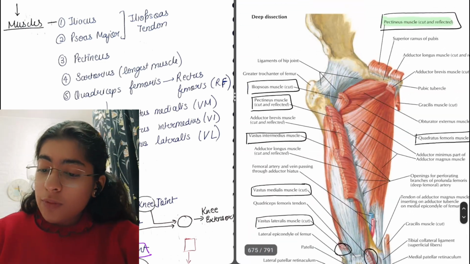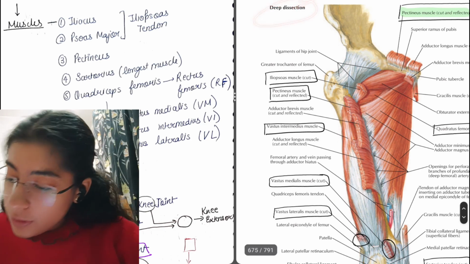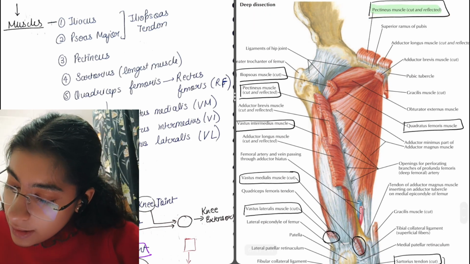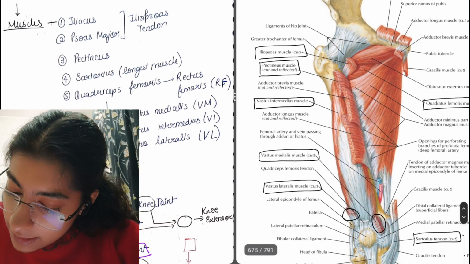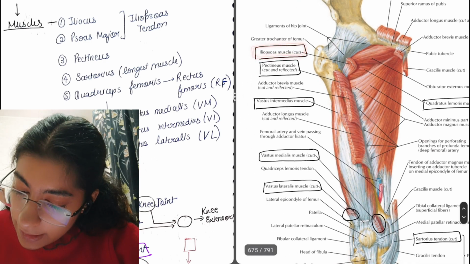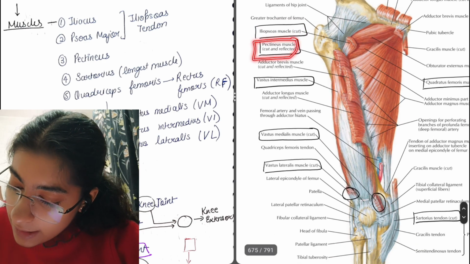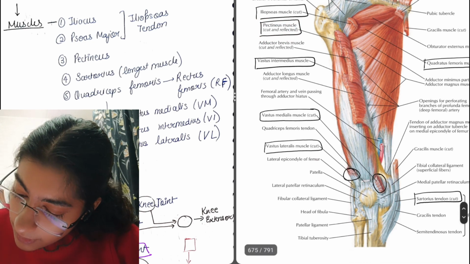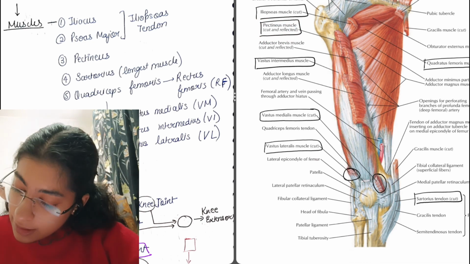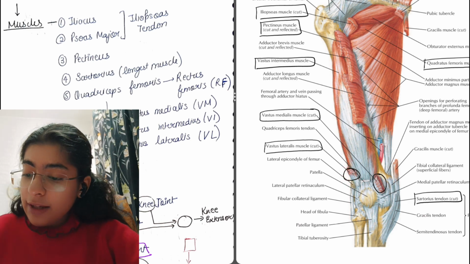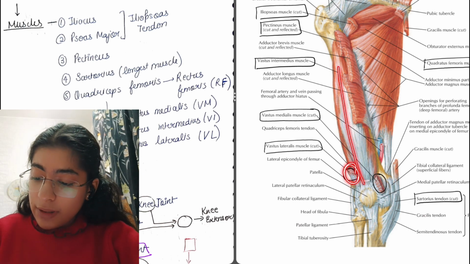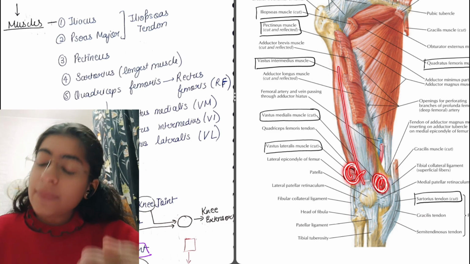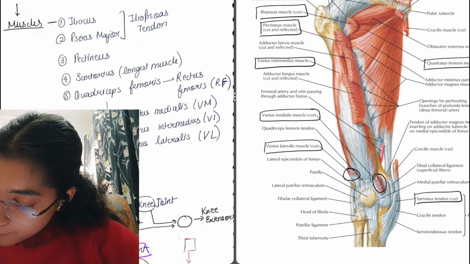Now if we move on to the deep dissection or deeper views, then I can see the pectineus muscle cut and reflected here, and here I can see the iliopsoas muscle cut, and here is the pectineus muscle cut and reflected. Okay, and this is the vastus intermedius muscle. This is the cut. Now you can guess, if this is intermedius, what will be this one? It will be lateralis. Okay, and this one, it will be the medialis one.